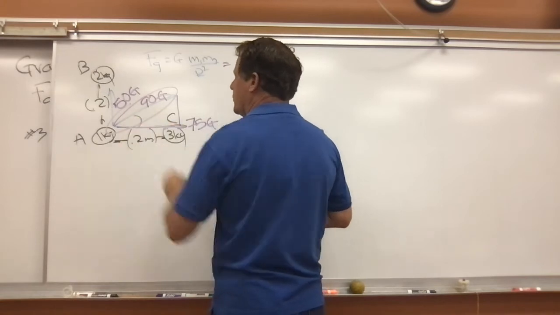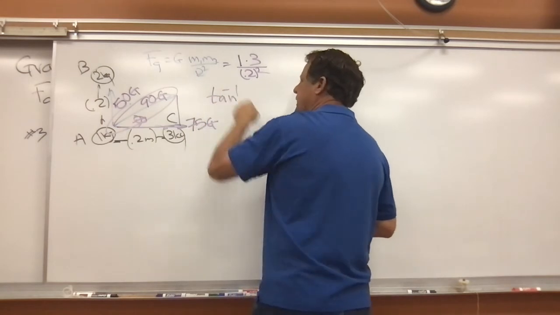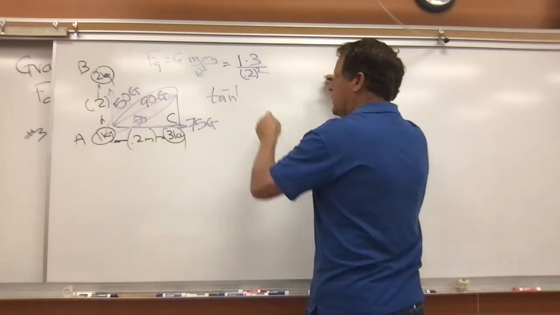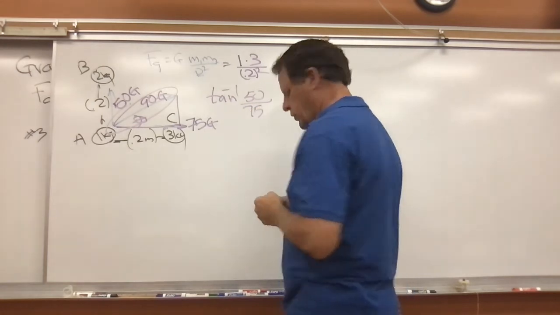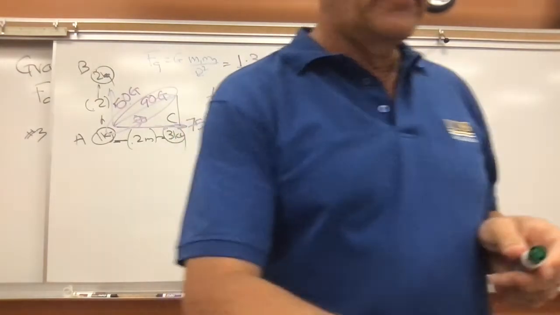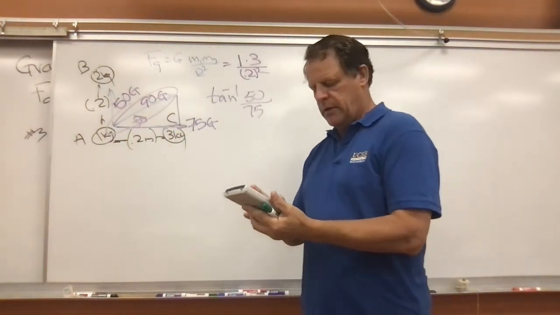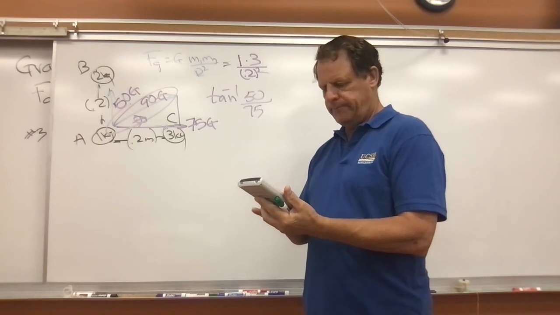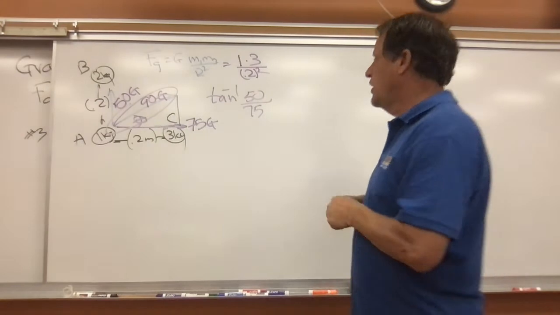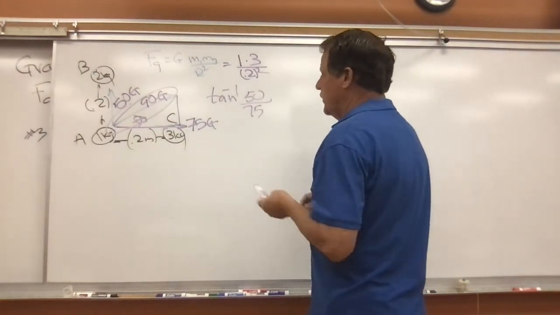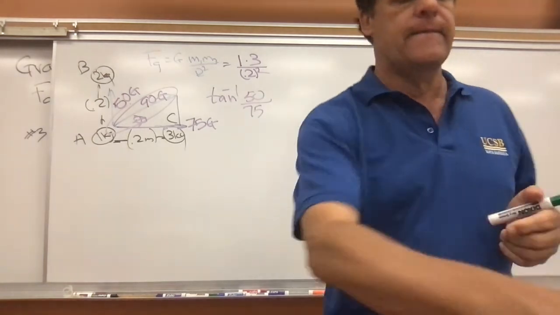But first we want to get that angle. We're going to say inverse tangent of the opposite, which would be 50, divided by the adjacent, which would be 75. So inverse tangent of 50 divided by 75 is going to be 33.7 degrees. Call it 34 degrees.